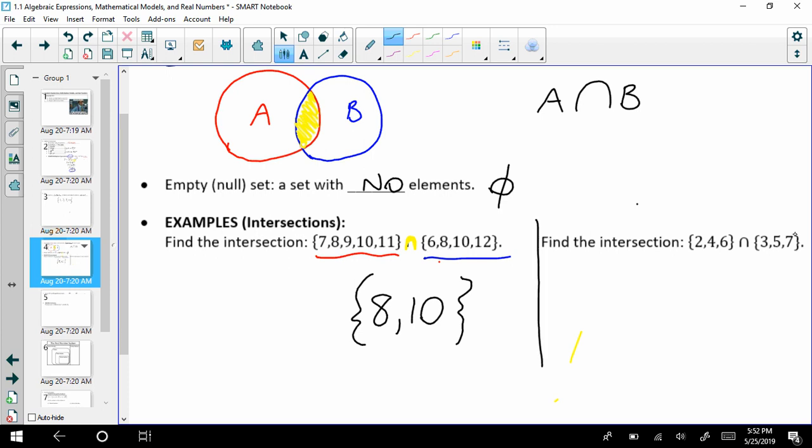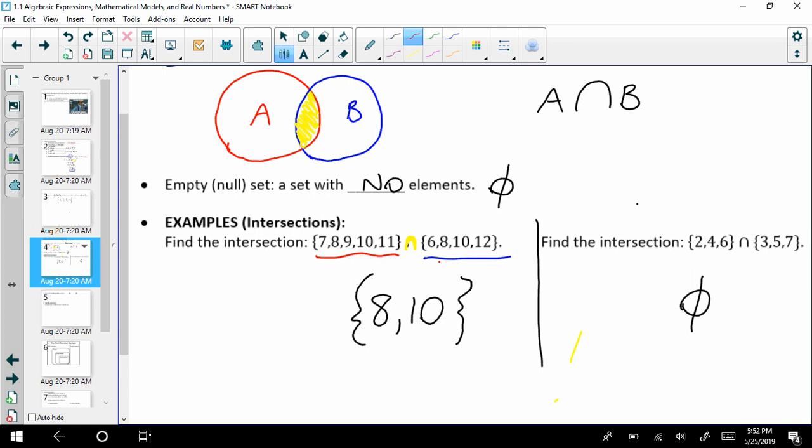Let's try the next one. Find the intersection of those 2 sets. If you want, you could even pause the video, answer it, and then see if you match up with me. Let's see here. They don't share 2. They don't share 4. They don't share anything in common. So we would say this answer is the empty set. They don't have anything in common whatsoever.